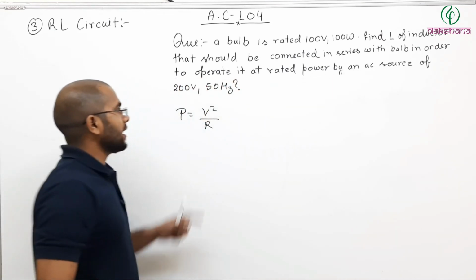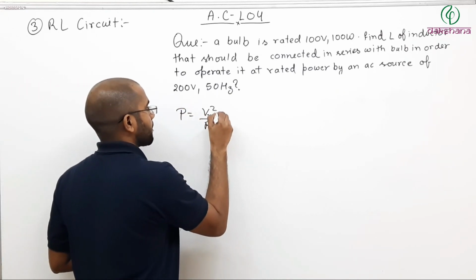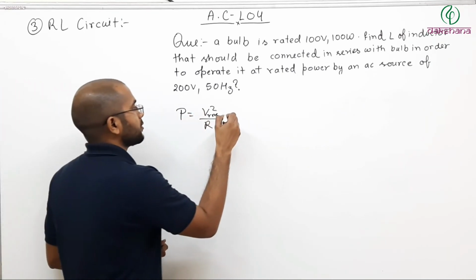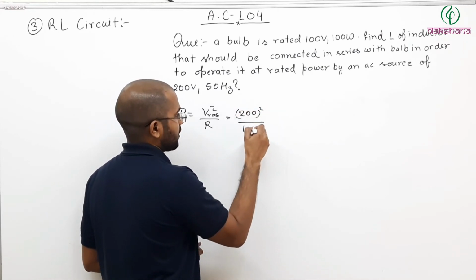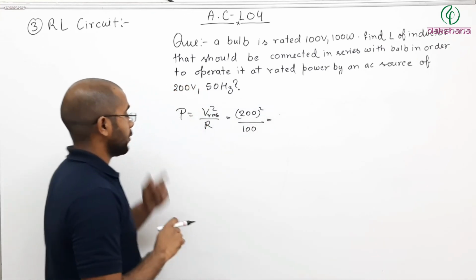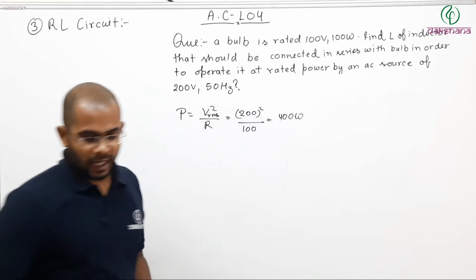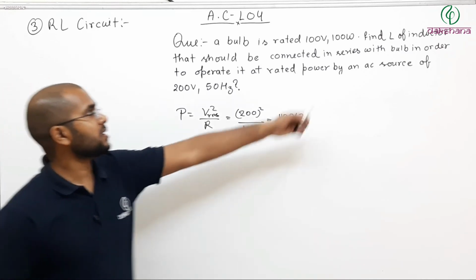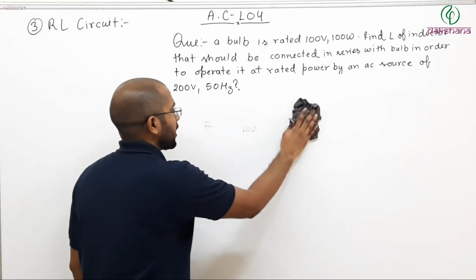So if I directly connect the bulb to this source, then Vrms square divided by R, that's how you calculate. So Vrms is 200, 200 square divided by R, that is 100 ohm. What would you get? 200 square, zeros cancel, 400 watt. So if you directly connect, you will get a power of 400 watt, but the bulb is of 100 watts. So your bulb will fuse. So you cannot connect it directly.